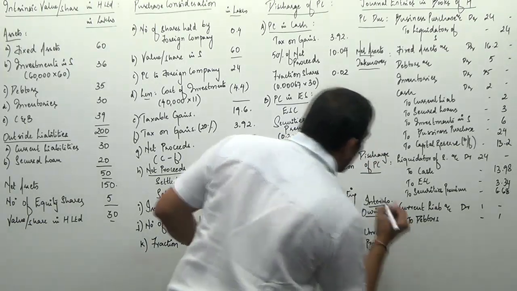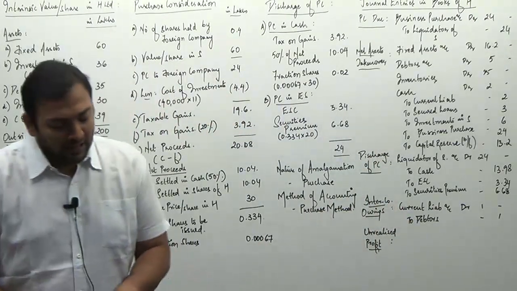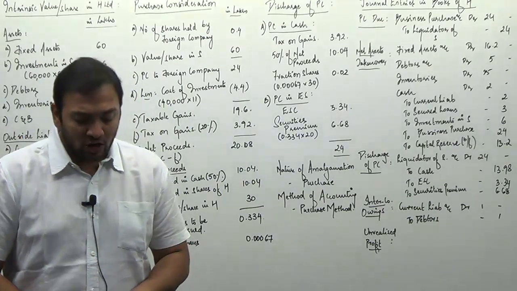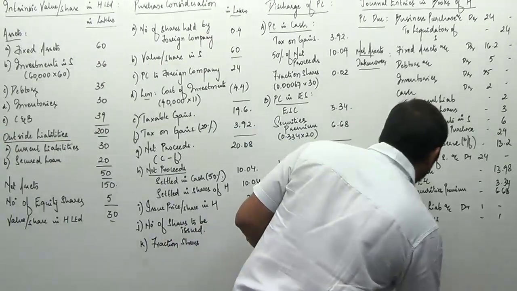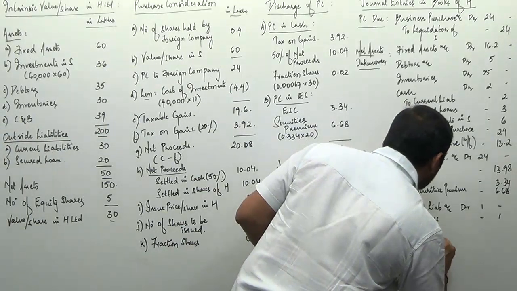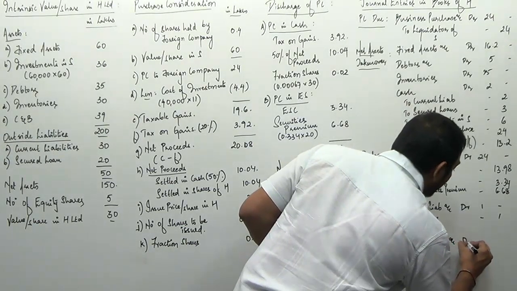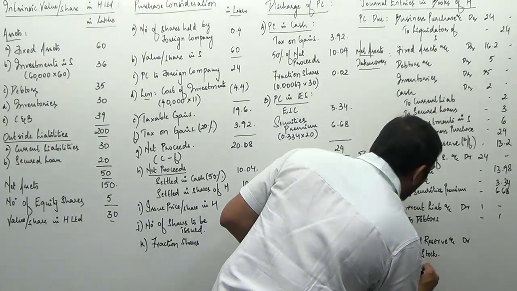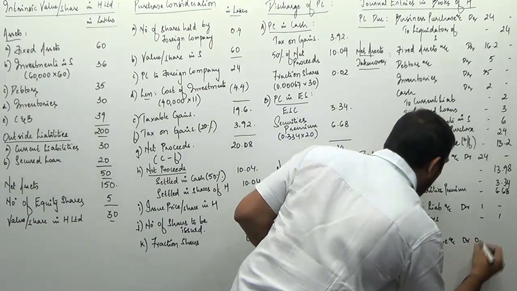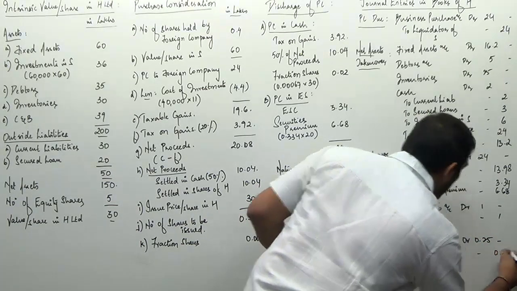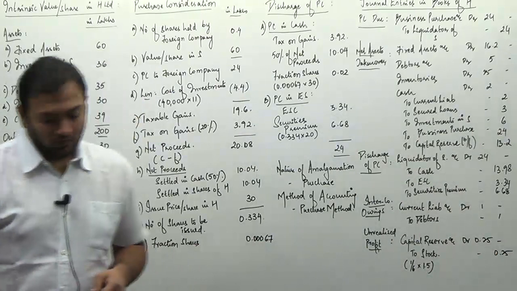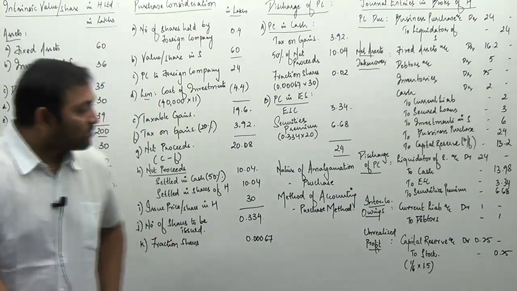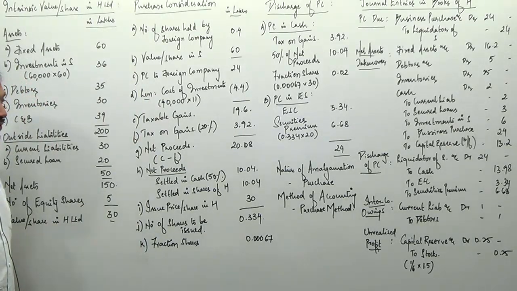Last transaction is unrealized profit on stock. H Limited stock included 1.5 lakh goods which were purchased from S, who sold them at 20% on cost, 1/5 on cost, 1/6 on selling price. So I have to reduce it. I'll record an entry as capital reserve to stock. We have seen such entries at the beginning, introduction of the chapter. Capital reserve account debit to stock. 1/6 into 1.5, 0.25. That is it for the journal entries.